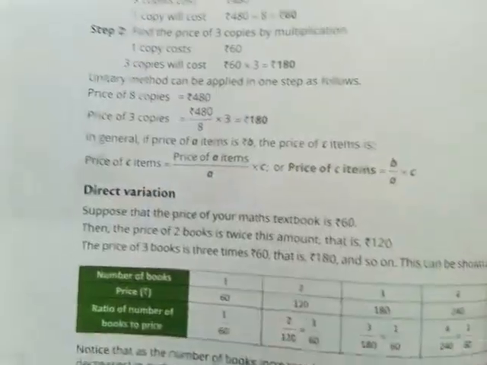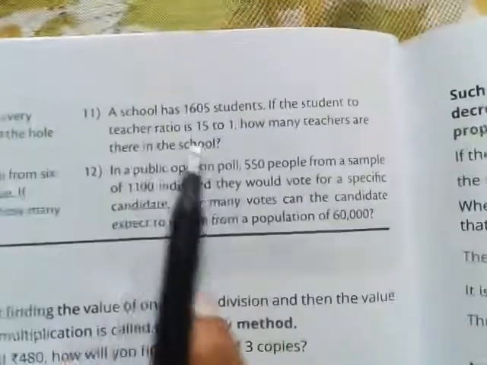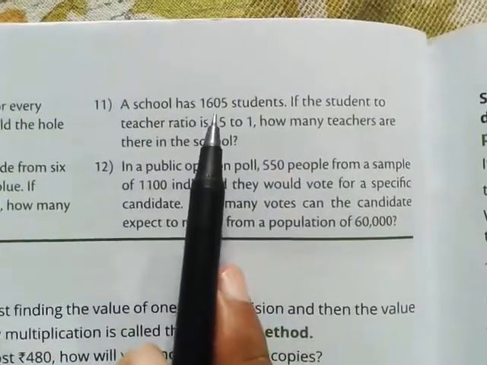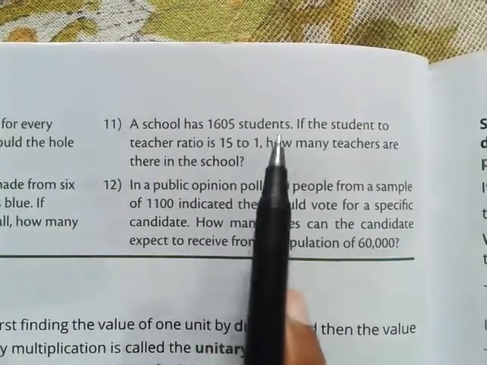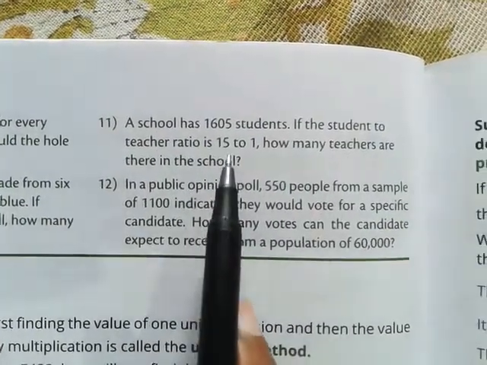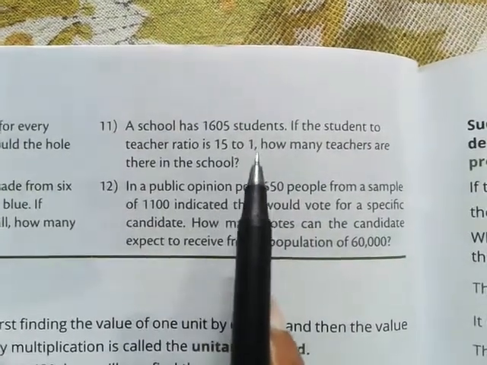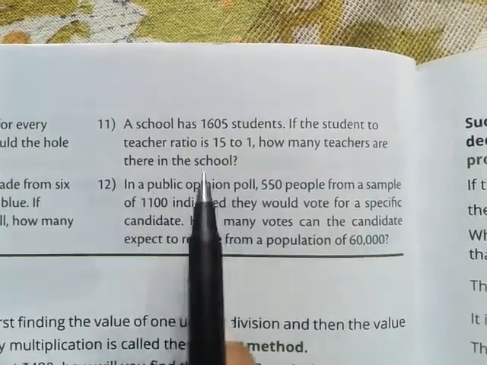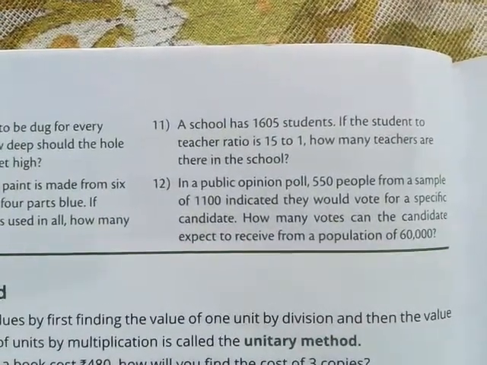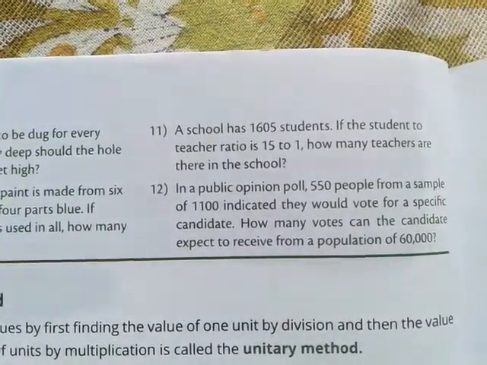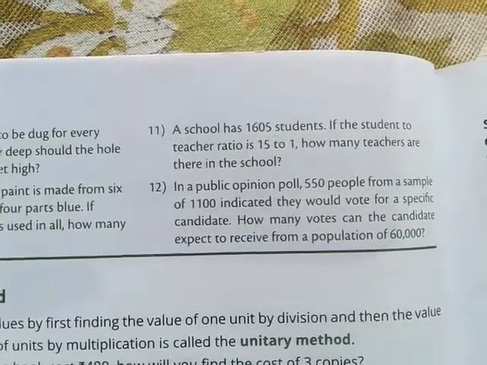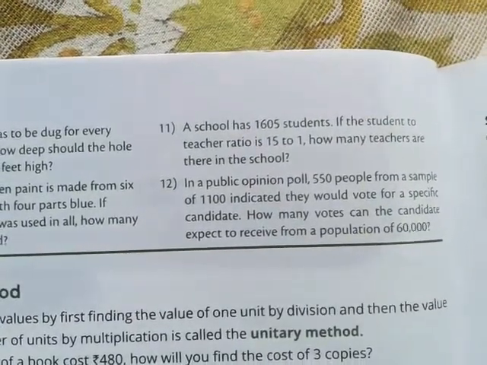Now number 11, you look. Question number 11: a school has 1605 students. If the students to teacher ratio is 15 to 1, how many teachers are there in the school? So the number of students is given to us and the ratio of students to teachers is given to us. This is the case of proportion. So look how to solve this question.